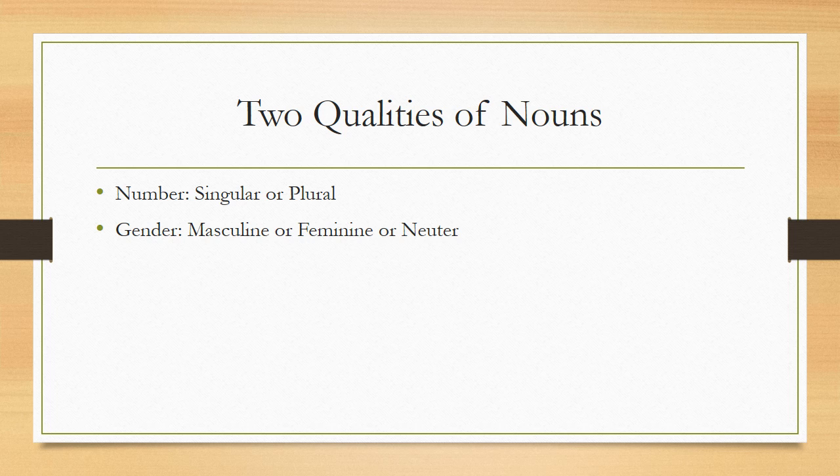Feminine nouns would be things that refer to females. So woman, girl, mother, sister, grandmother, those are all feminine nouns. And then in English, a neuter noun is anything that's not male or female. So chair, door, mirror, those are all neuter nouns. And that's in English. However, in Spanish, they only have 2 genders. They have masculine or feminine. So all nouns are either masculine or feminine.